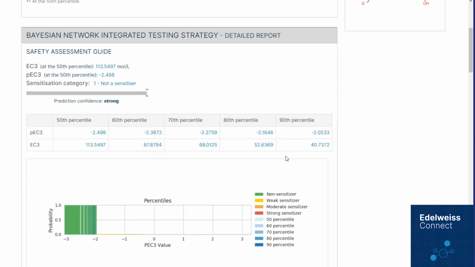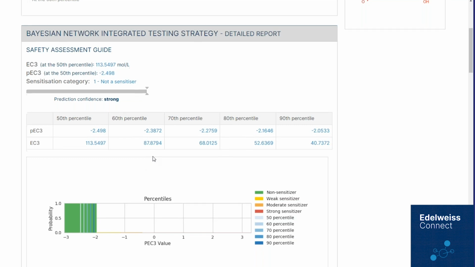And the result of Bayesian network is the probability distribution of EC3 values. And we can see in this case, because all sources of evidence support that the compound is not a sensitizer, that the distribution is concentrated in the low EC3 value region. And also we report the percentile values from 50th to 90th percentile, and they're also designated on the graph. And in this case, they're all very close because the whole distribution is concentrated in a relatively small region.